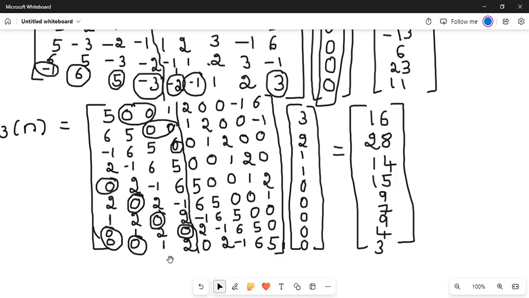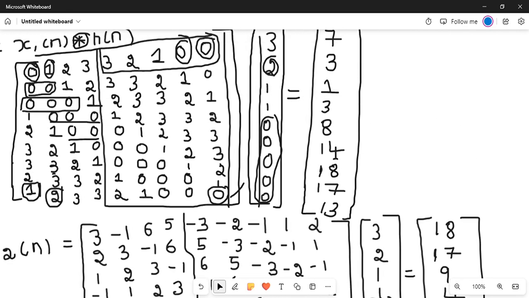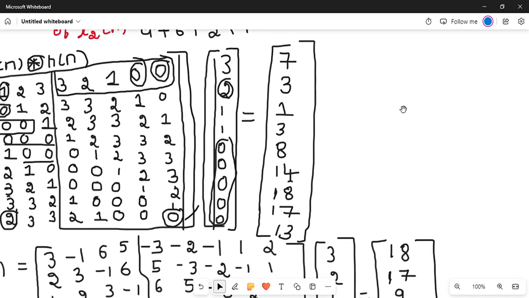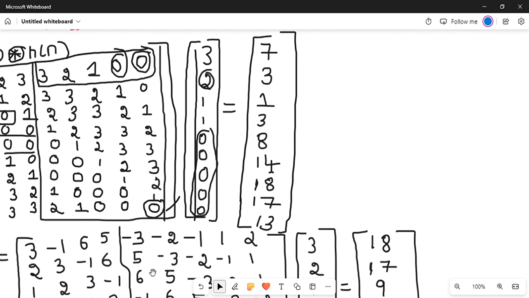So I'll go back to y1 of n and write the resultant here itself. In the case of y1 of n, what is the m minus 1 value? You are going to eliminate the m minus 1 values at the beginning itself, not the ending. My m is 4, 4 minus 1 is 3. So 3 values, here: 7, 3 and 1.